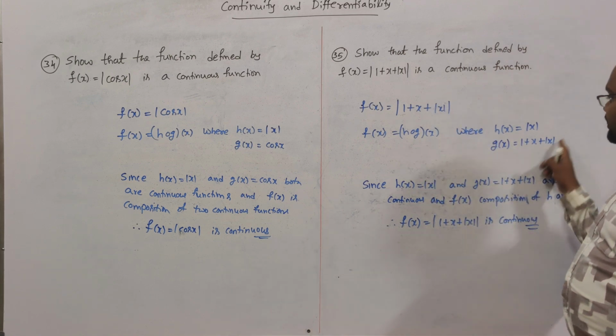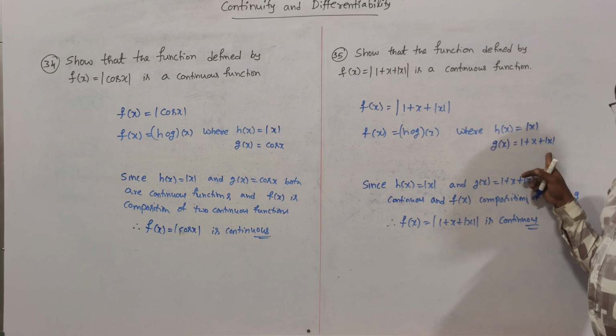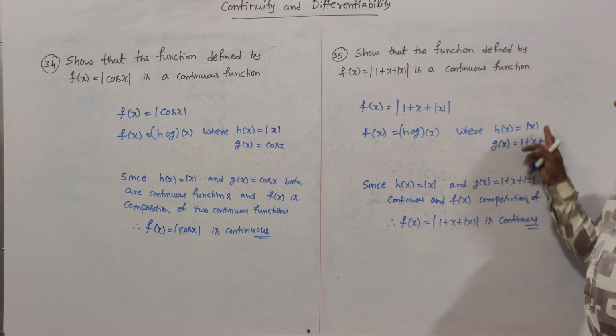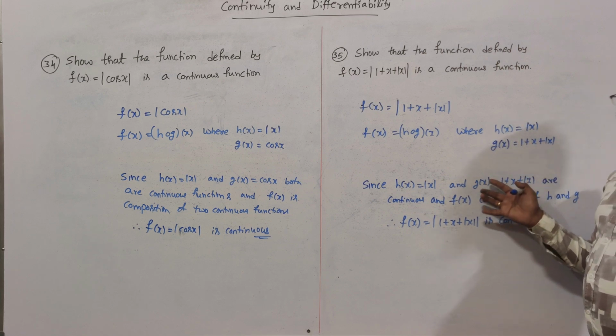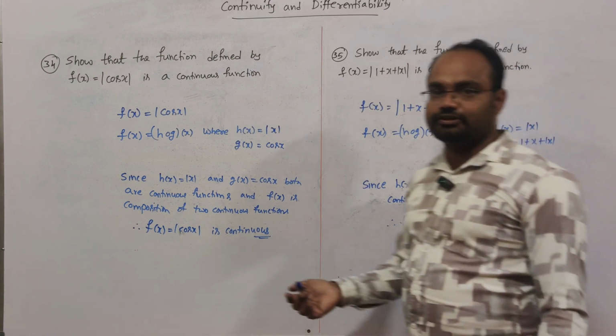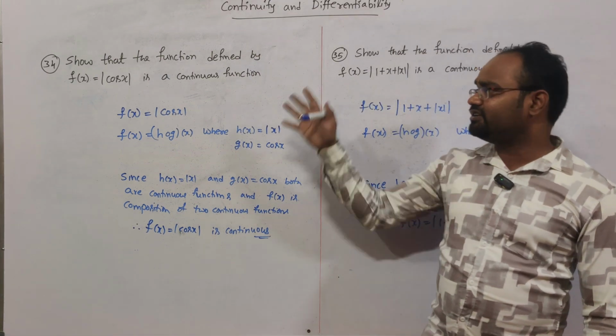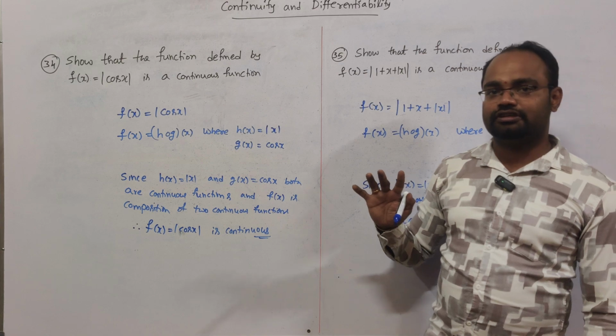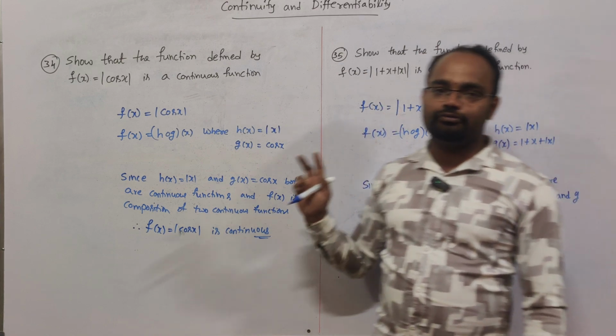You just have to split this correctly in the exam. Okay, this is the main thing. These two will be continuous functions, so the composition will become a continuous function. That is the simple reason why this function becomes continuous, right? Similarly, we have a few more questions.